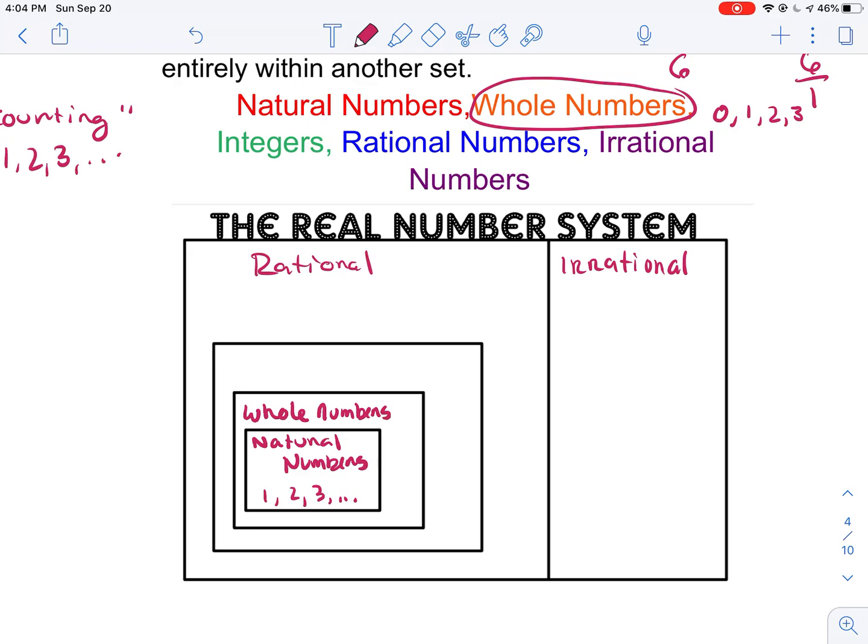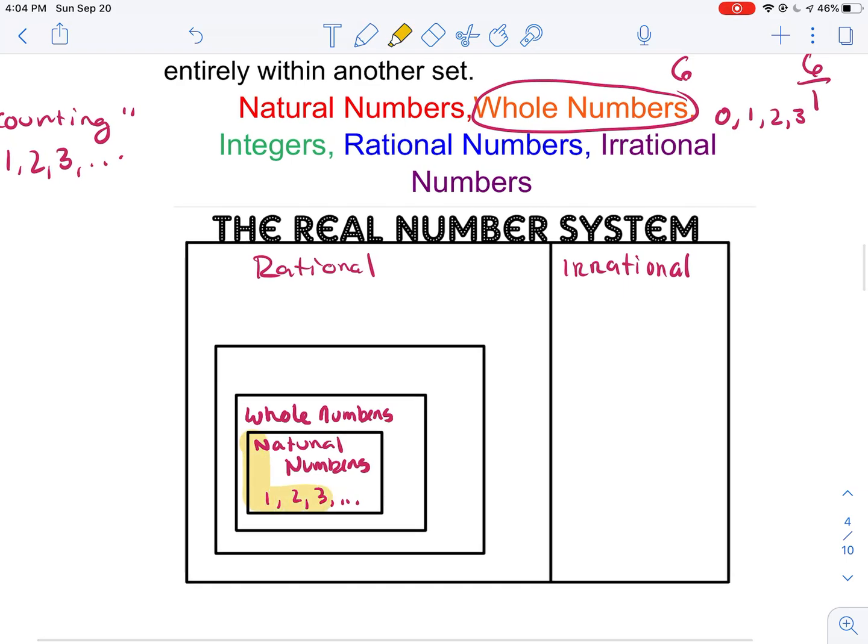And now, technically, because this inner box is inside of our whole numbers, that means that 1, 2, and 3 are also inside the whole numbers. So I don't have to rewrite them. But the only number that falls outside of the natural numbers is that number 0. Okay? So that's how we want to think of this.